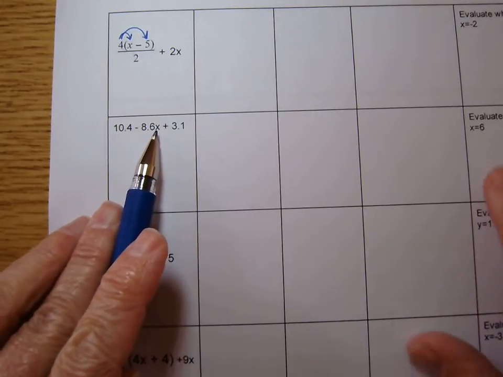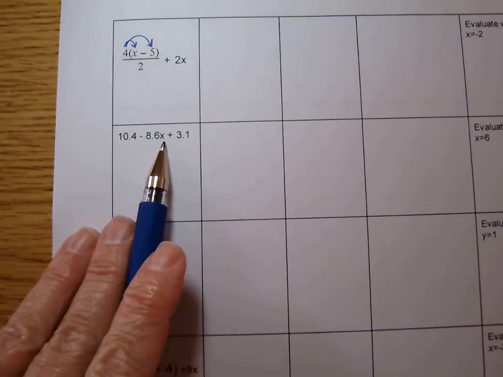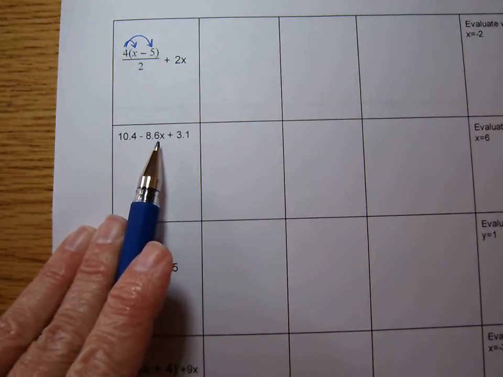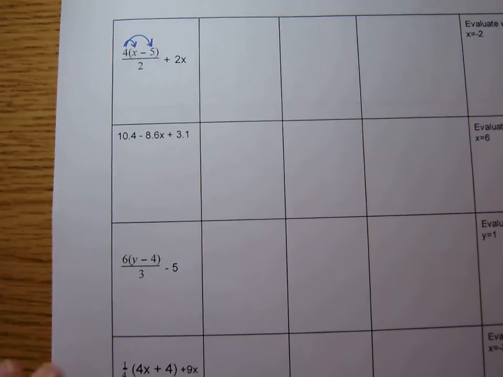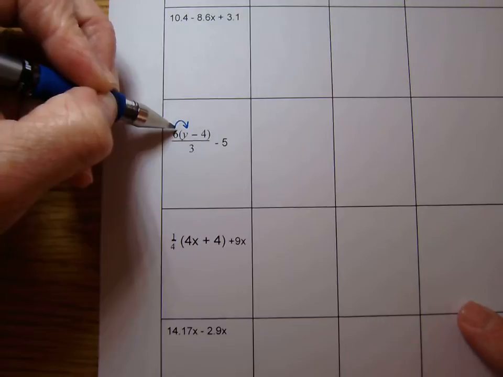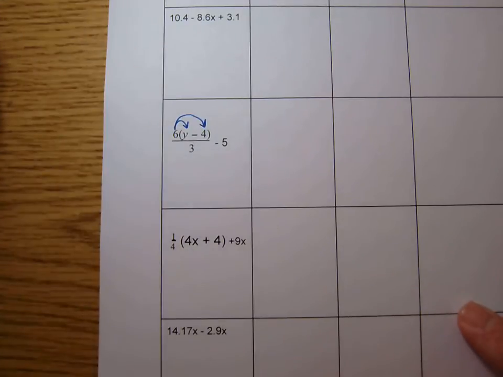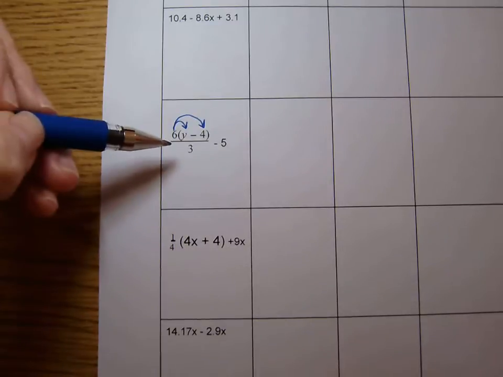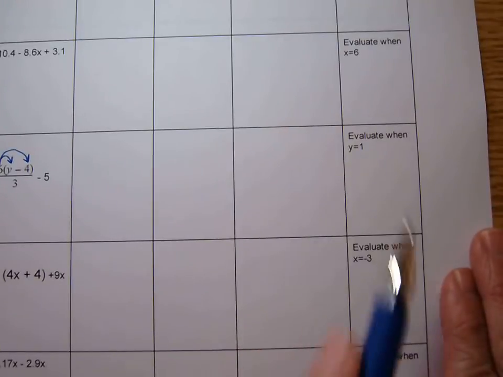You got to plug in 6 for x. Remember, you're multiplying. This is multiplication and it's that close to it. Down here, oh yep, you got to distribute. Got to distribute first, then divide. Then you're going to plug in y is equal to 1.